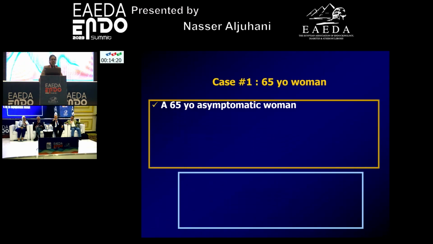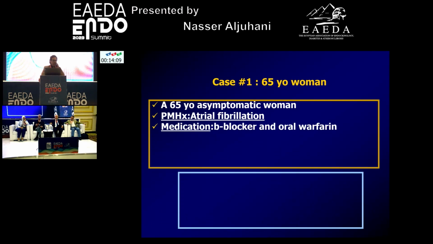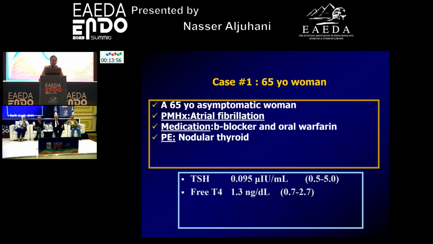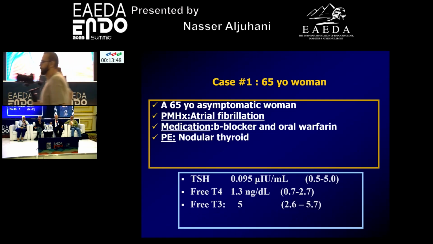So regarding subclinical hyperthyroidism, this case scenario: a 65-year-old asymptomatic woman. She has a past medical history of atrial fibrillation, on a beta blocker and oral warfarin. On examination, she has a nodular thyroid, TSH 0.095, free T4 is 1.3, and free T3. So basically this case has atrial fibrillation, nodular thyroid, and TSH is suppressed.